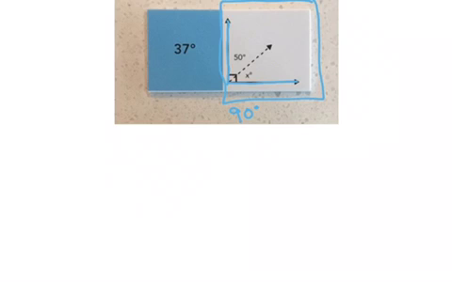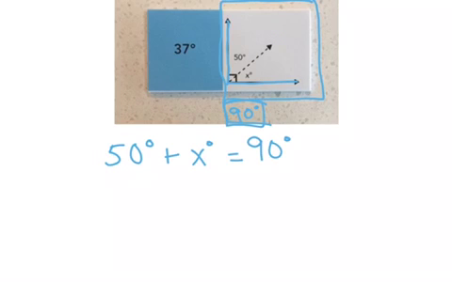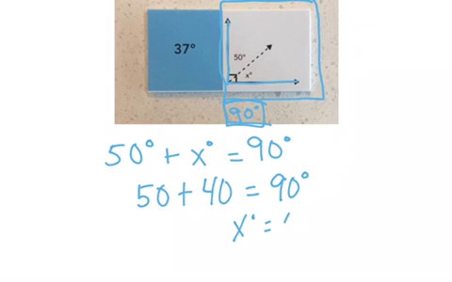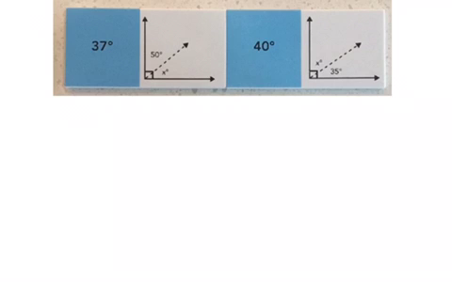So we know that we have 50 degrees. And we're trying to make that 90 degrees. So we know that 50 degrees plus x degrees is gonna be the same as 90 degrees. So how can we figure that out? Well, we know that 50 plus what is 90? 40. So the value of that x is 40 degrees. Awesome job. You helped me find that next domino. So let's take a look at the next one.